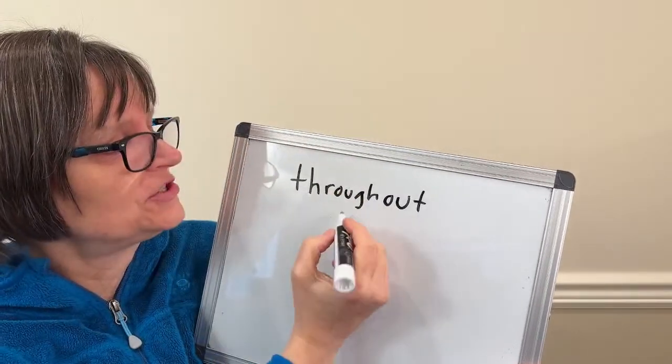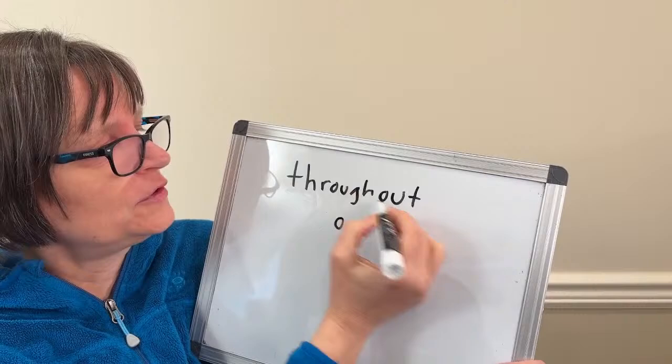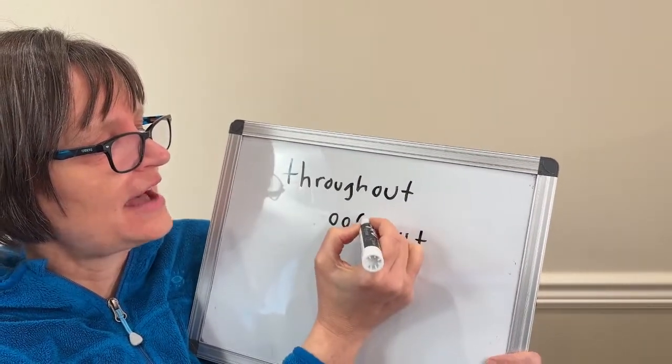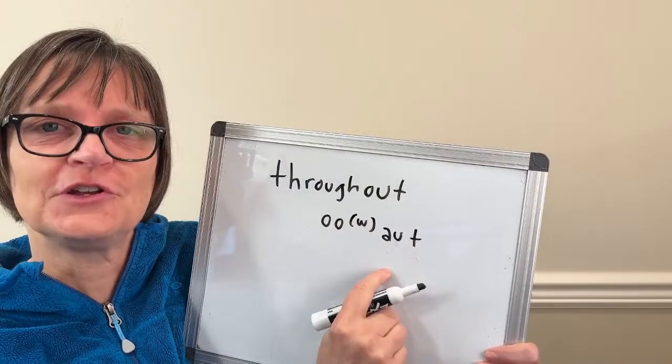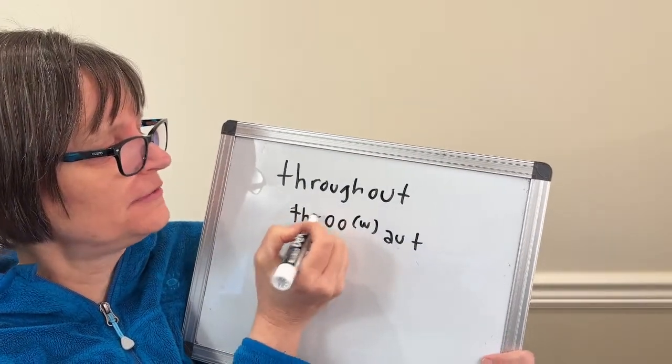Letters O, U, H just say oo here. And then as I'm moving from the oo to the ow of out, you're going to have a little vowel to vowel linking there. So you're going to notice a w sound throughout. So I would rewrite that like this.